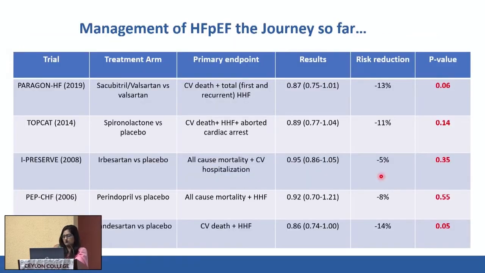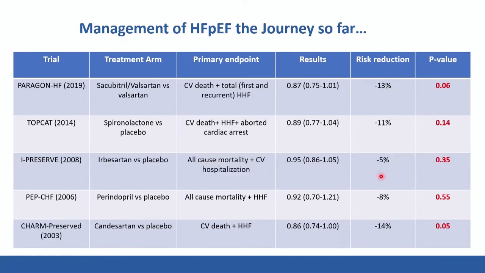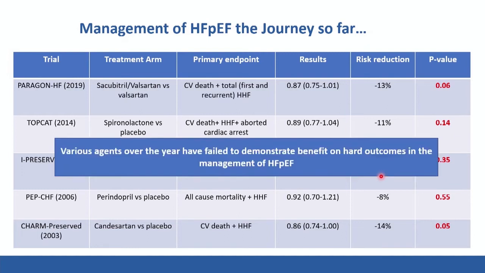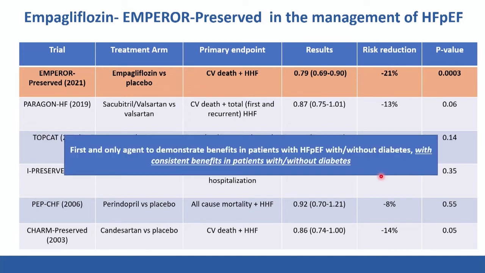Now, when we come to the management of heart failure with preserved ejection fraction, if we go through all these trials, the various agents over the years have failed to demonstrate benefit on hard outcomes. Anyway, the recent trial of empagliflozin, the EMPEROR-Preserved trial, has shown that it is the first as well as the only agent to demonstrate benefit in patients with heart failure with preserved ejection fraction, with consistent benefits in patients with or without diabetes.